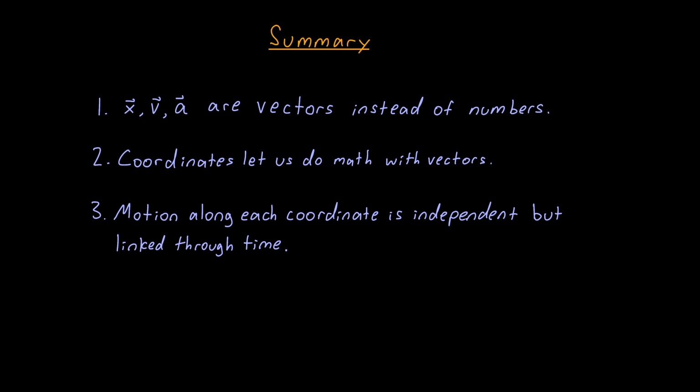So hopefully this explanation gave you a little bit more intuition, a little bit stronger understanding of what exactly it is that we're doing when we're working with multidimensional kinematics. It's really nothing more than looking at the arrows that represent the state of our system and using the arrow that is the acceleration to figure out how those arrows change over time. And then, of course, the mathematical part is using coordinates to turn those arrows into numbers that we can do math with.